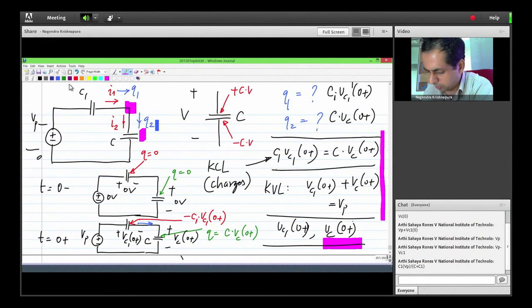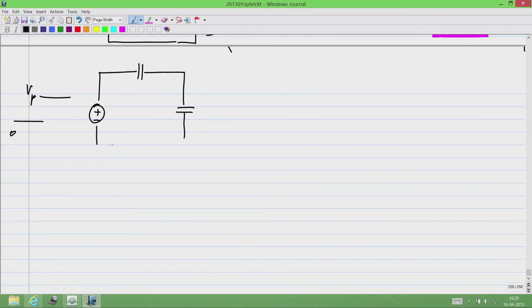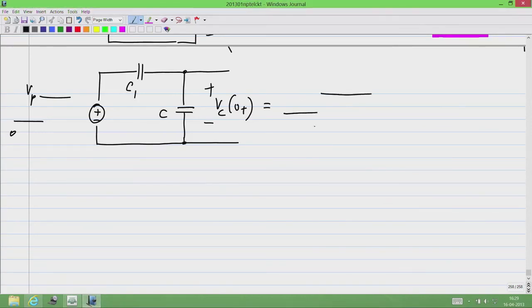That is exactly right. So, when a step of Vp is applied to a capacitive divider, you see that this looks somewhat like a resistive divider, but with capacitors C1 and C. The voltage here at t equal to 0 plus will change also instantaneously, and it changes from 0 to Vp times C1 by C plus C1. C1 is this capacitor and C is that capacitor.